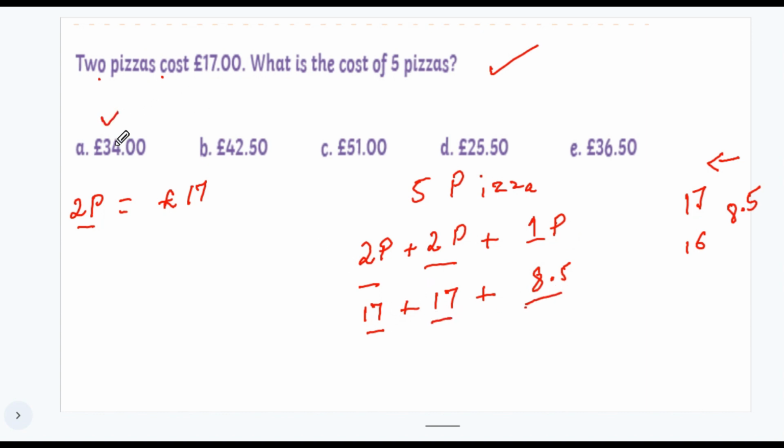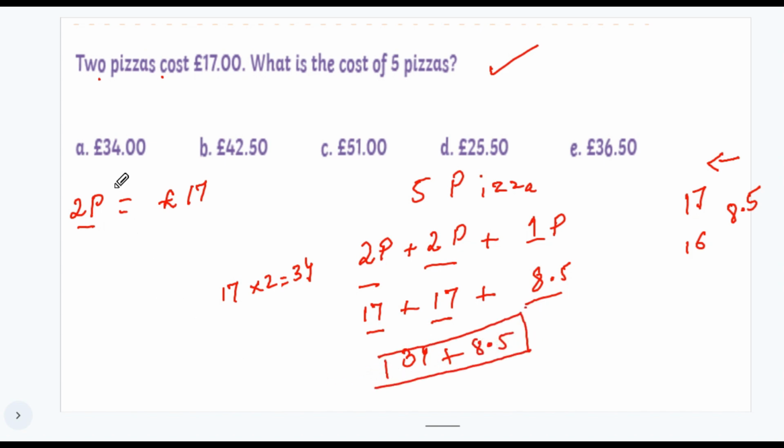So can 34 be your answer? You can see that it's very important for you to know the times table. Look, 17 times 2 is equal to 34. So 34 plus 8.5 will be the cost of 5 pizzas. If you go into your choices, 34 cannot be your answer because we have 34 plus 8.5. Now look at part B, 34 plus 8. Just add them quickly. 34 plus 8 gives you 42 and this 0.5 will be added at the end. So we got our answer, that is 42.5.